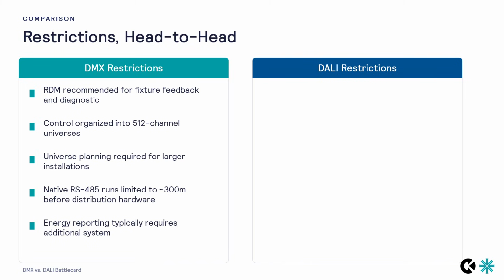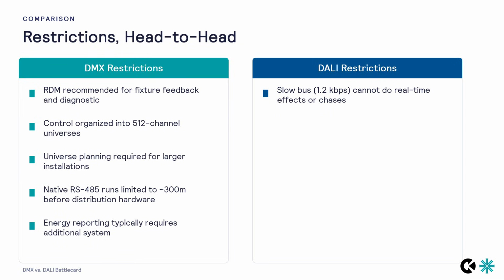DALI approaches the problem from a different direction. DALI was designed around intelligent building control, diagnostics, maintenance visibility, and operational efficiency. The trade-off is speed. Operating at approximately 1.2 kilobits per second, DALI is well suited for occupancy control, daylight harvesting, scheduling, diagnostics, and energy reporting. However, it was never designed for real-time color changes, dynamic scenes, media playback, chases, or highly responsive lighting effects.